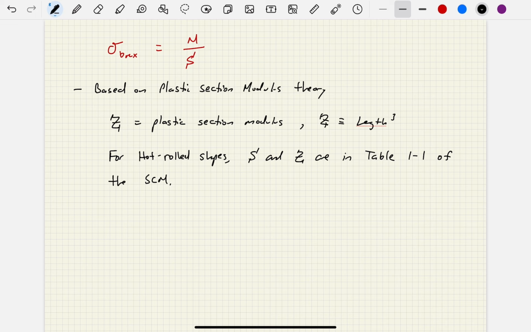So that concludes this video on basic background information. Again, this is a high-level overview of beam design, and we're going to have some other videos after this where we dig into the more specifics of steel beam design.